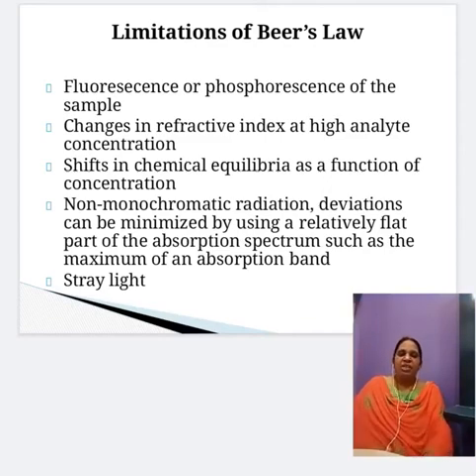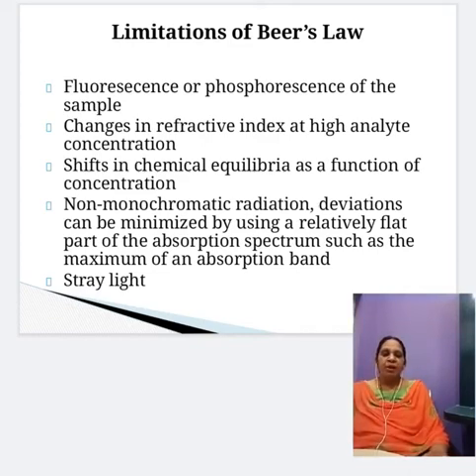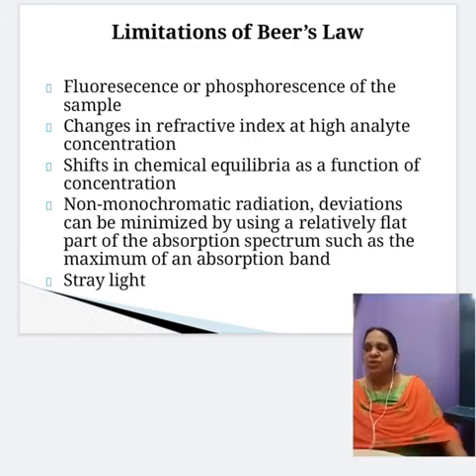So once again, the limitations of Beer's law are fluorescence or phosphorescence of the sample, changes in the refractive index at high analyte concentrations, shifts in the chemical equilibria as a function of concentration, and non-monochromatic radiation. Deviations can be minimized by using a relatively flat part of the absorption spectrum, such as the maximum of the absorption band. And then we have the stray light.